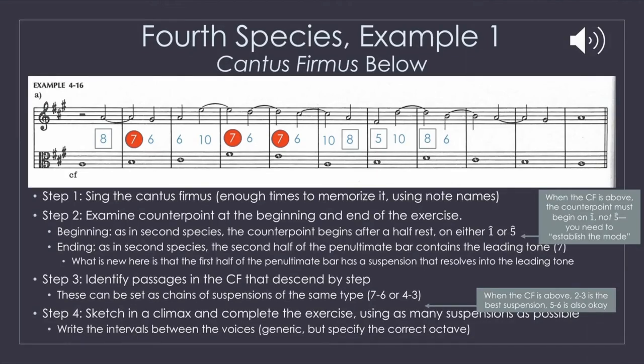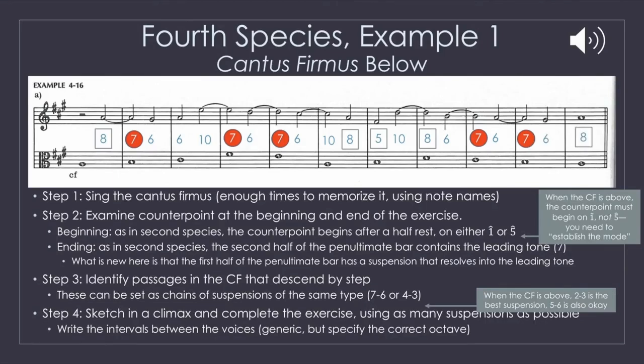So that B is preparing the B here. The B in the upper voice there is a 7th against the C sharp in the cantus firmus, and the 7th has to resolve down to a 6th, which it does. That prepares the next note. B is in the cantus firmus, and A is in the counterpoint, and that resolves down to G sharp, which is the leading tone. And then we have a cadence.